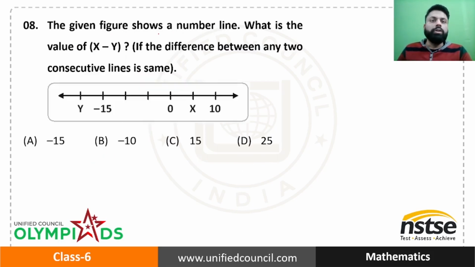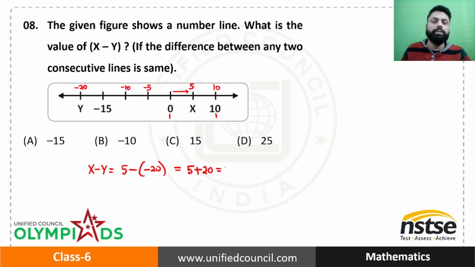The given figure shows a number line. What is the value of x minus y? See, this is 0, this is 10. So this is equal to 5, this is 10, this is minus 5, minus 10, minus 15 and this is minus 20. So x minus y is equal to 5 minus minus 20, that is equal to 5 plus 20, which is equal to 25. That option is the correct answer.